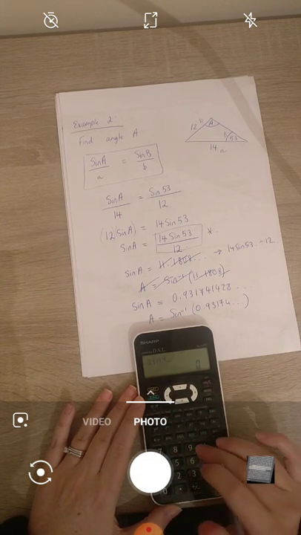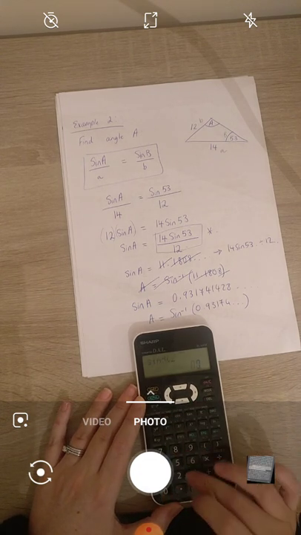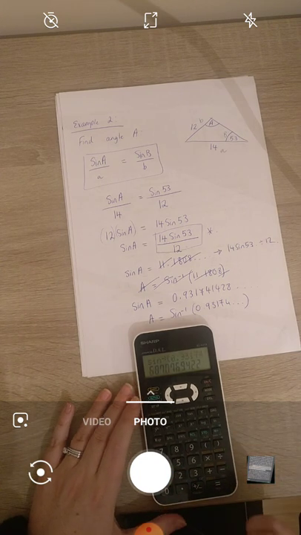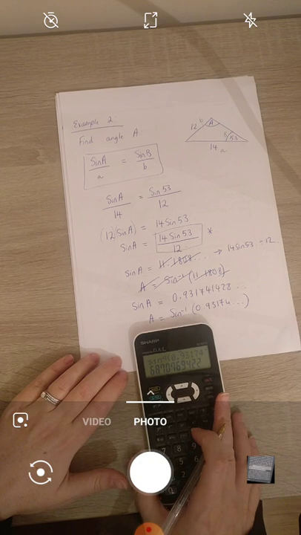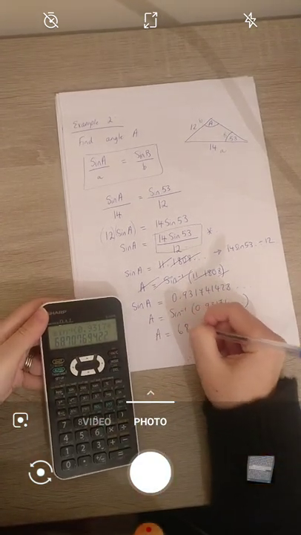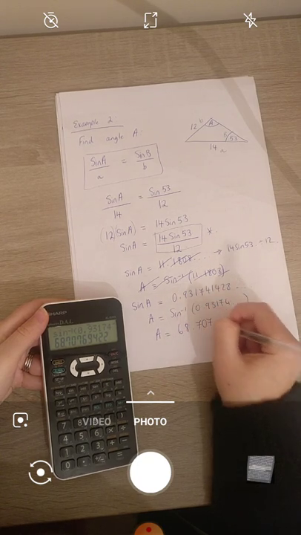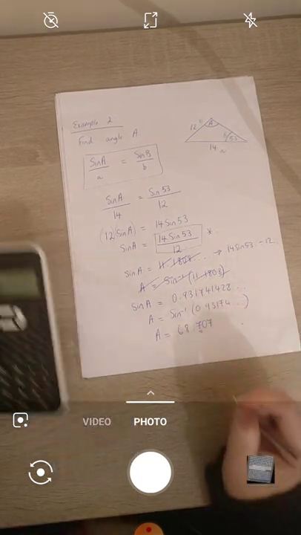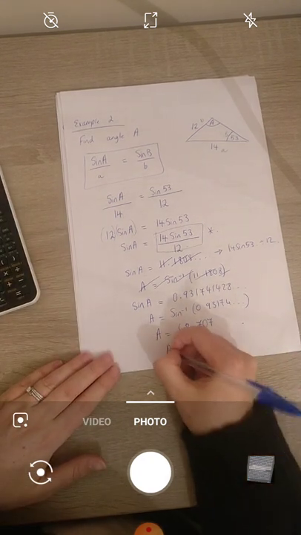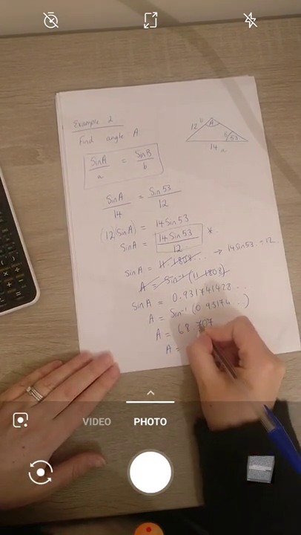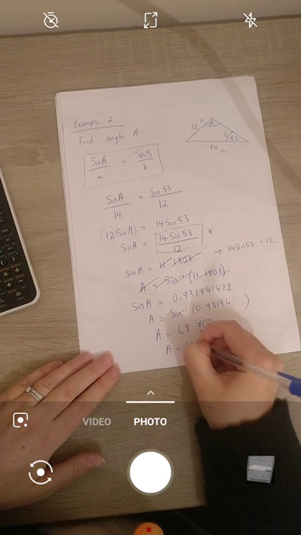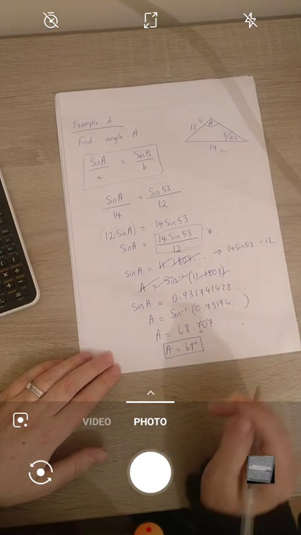Second function sine, and in brackets I have 0.93174, closing my bracket, pressing equals, and remember we're looking for an angle here. So the angle is equal to 68.707. I'm going to round it to the nearest whole number. So we have 68, and because this 7 is 5 or greater, it's going to round this 8 up to a 9, so it's 69 degrees.